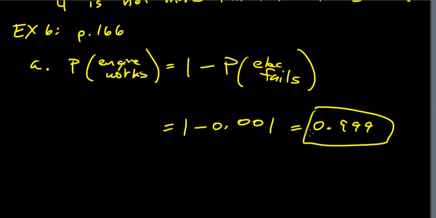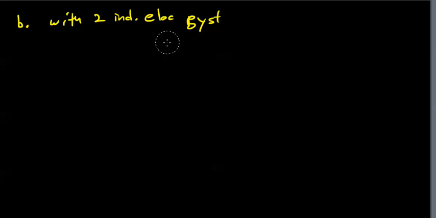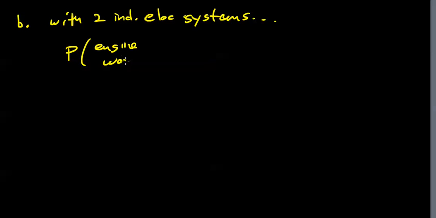Alright, Part B is a little more interesting. It says if the engine in an aircraft has two independent electrical systems, what is the probability that the engine can function with a working electrical system? Alright, so let me scroll down here to a fresh screen. We want to look at Part B. We want two independent electrical systems in this plane. We want the probability that the engine then will work. That's what we seek.